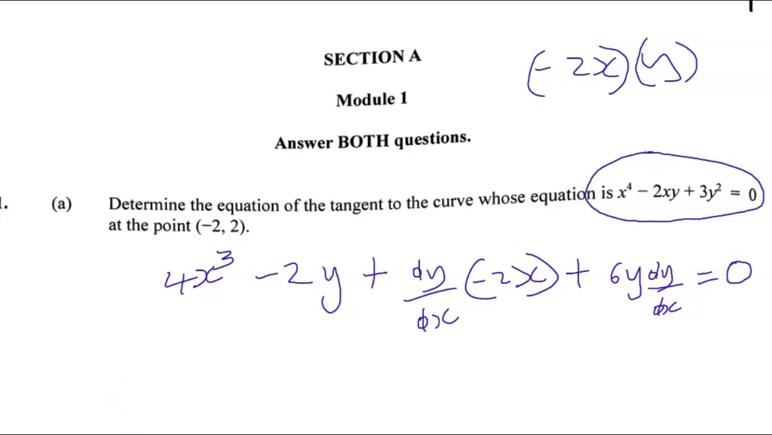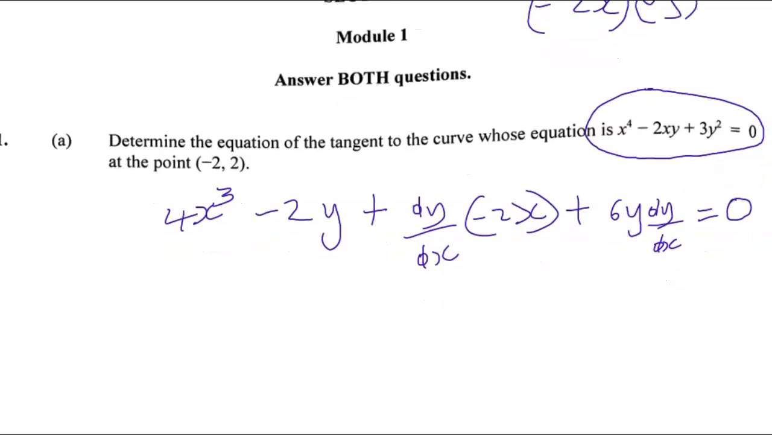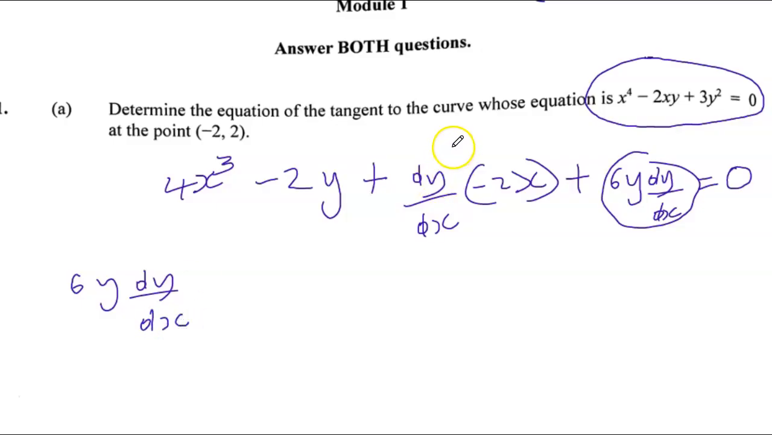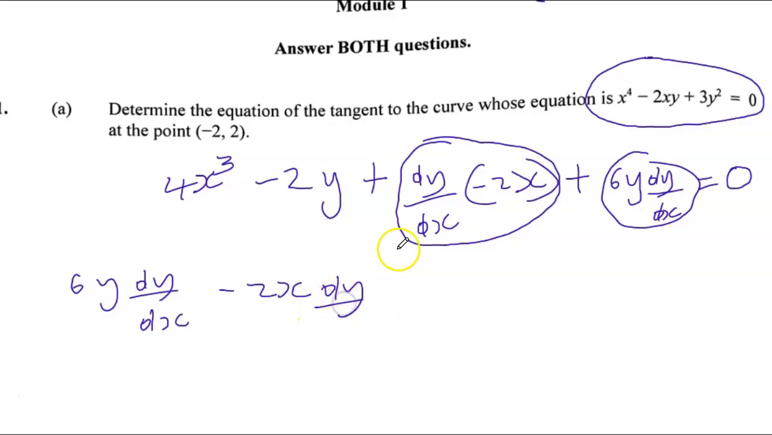Remember now, the aim is to find dy by dx, which gives the gradient. So we need to group all the terms with dy by dx. So I'll begin with this term, since it's positive. So that's 6y dy by dx. And this other term is a term with dy by dx. So it's minus 2x dy by dx, since the terms are multiplied. Doesn't matter the order. So I put the 2x at the front.